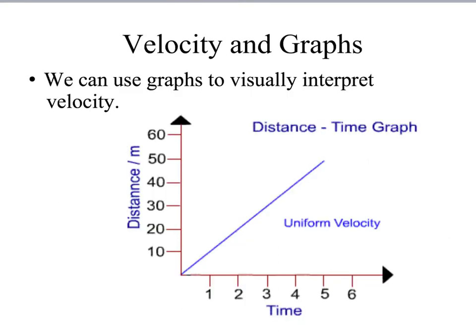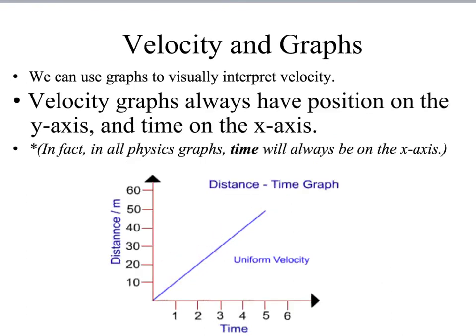We can use graphs now to visually interpret velocity, which means understand what's happening. So here's a really basic graph, and it's pretty good except they forgot to include time, so maybe this is time in minutes. It could be time in seconds. I'm going to say minutes. Okay. So in this graph, what we have happening is we have the distance here on the x-axis and time on the y-axis, and we have the graph of the motion.